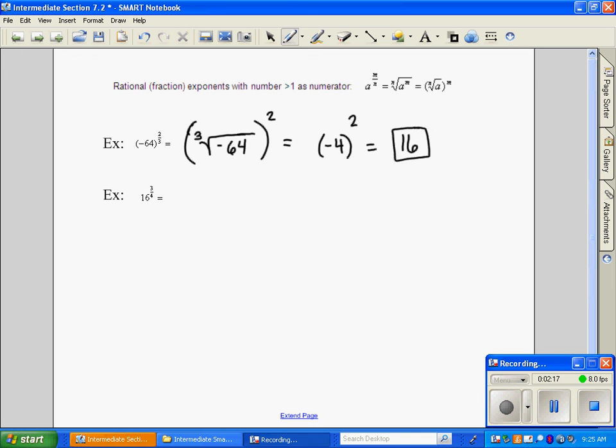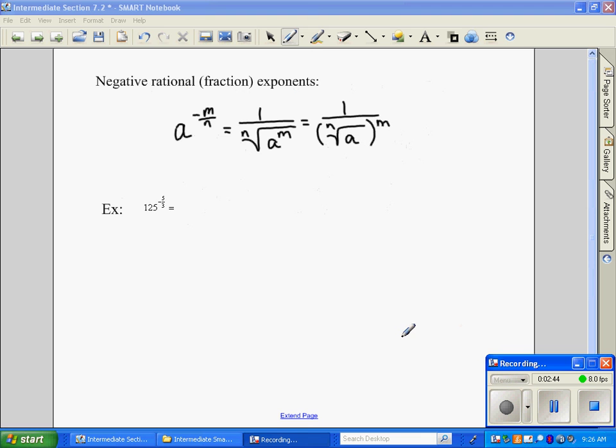On my next example, first I'm going to rewrite it using our format. My denominator is a 4, so that's my index, and then I'm going to use my numerator here. So now we're working the inside first. The fourth root of 16 is just going to be 2, and then now I'm going to cube that, so 2 cubed is 8.